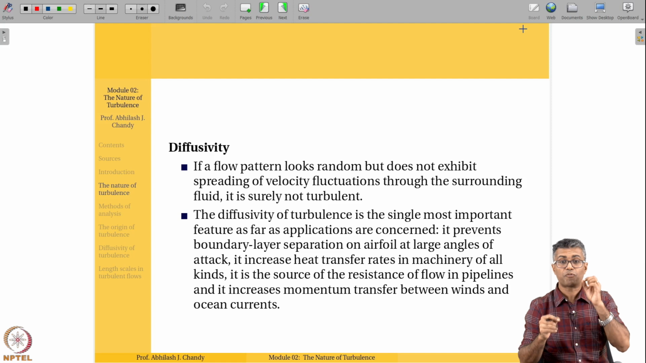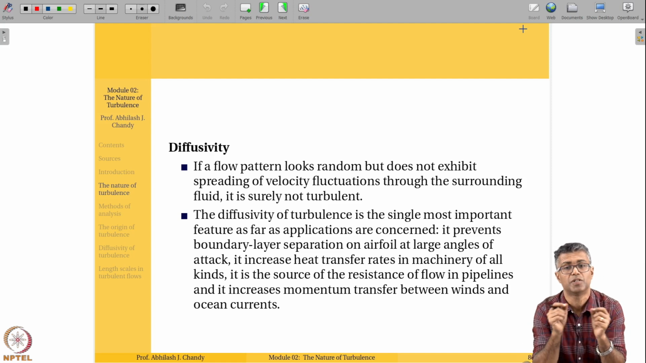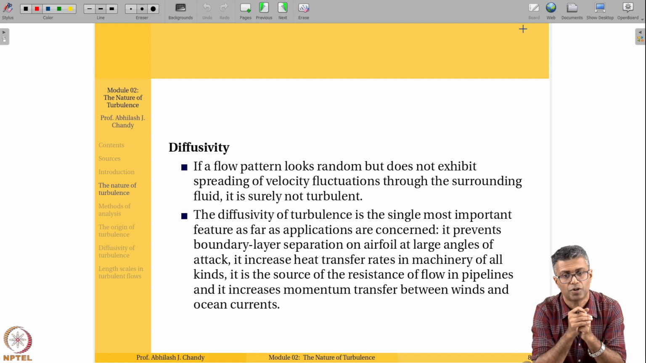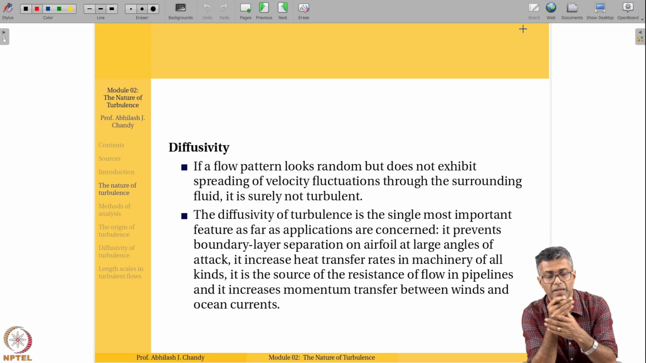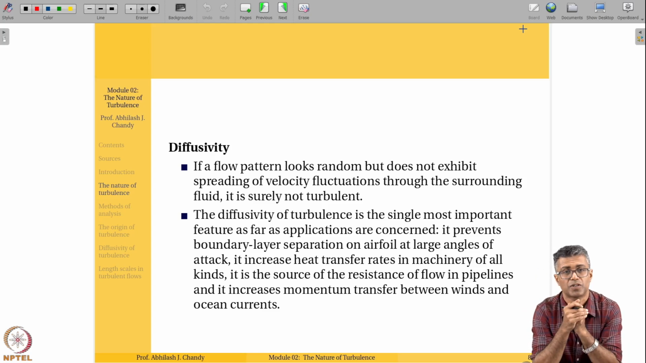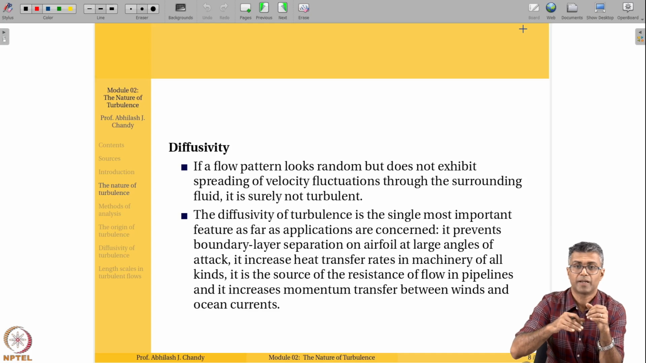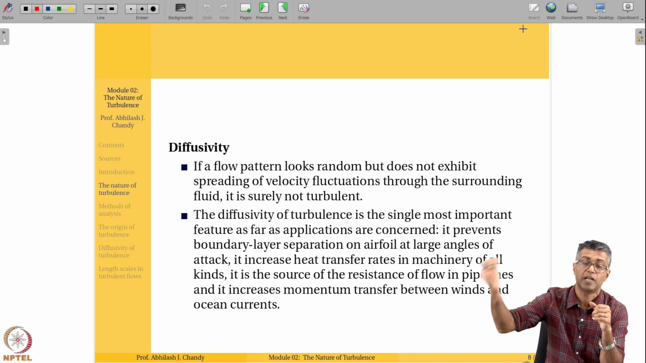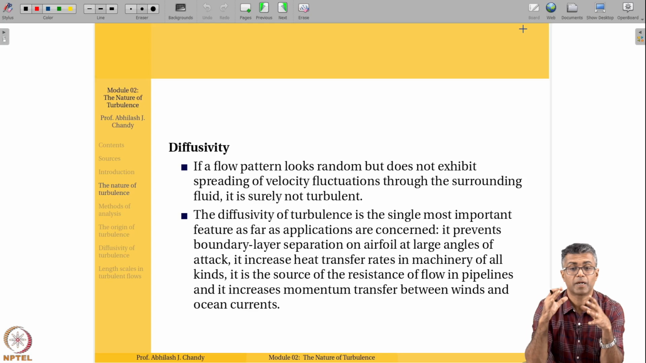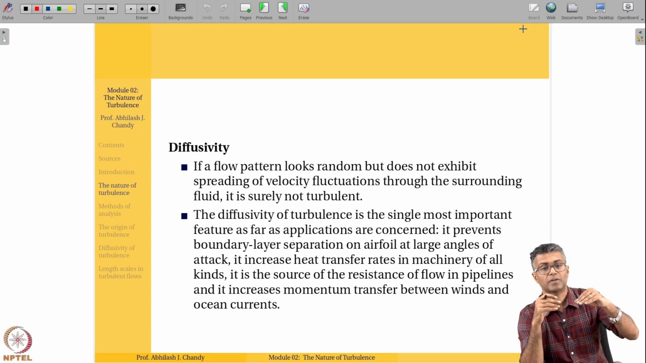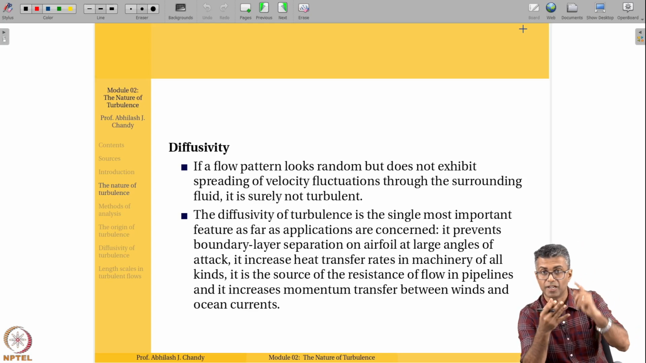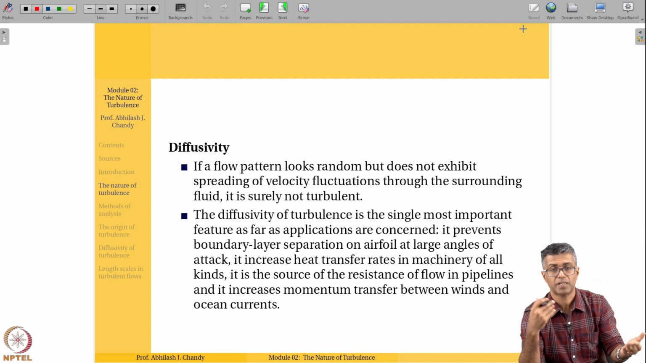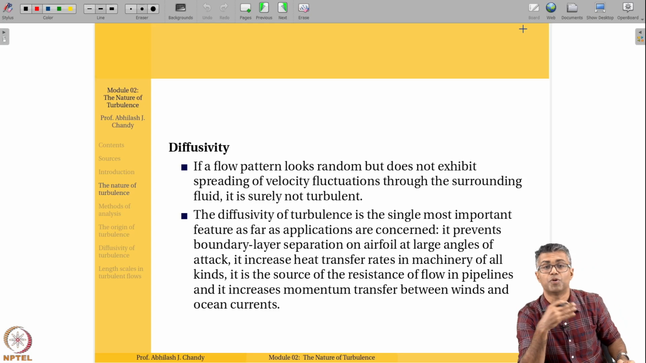So this is what I'm saying. If a flow pattern looks random but does not exhibit the spreading of fluctuations, then it is surely not turbulent. Okay, some examples where it's the single most important feature as far as turbulent flows are concerned, right? It prevents boundary layer separation on an airfoil at large angles of attack. Although it's not like you can have the angles of attack really large, not too large, okay? But still, it prevents boundary layer separation at relatively large angles of attack. It increases heat transfer rate in machinery. It is the source of resistance for flow in pipelines, and it increases momentum transfer between wind and ocean current.